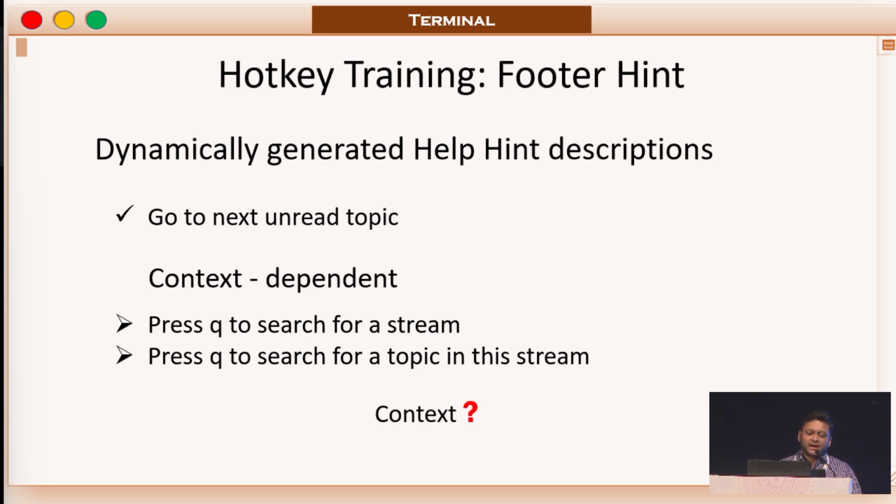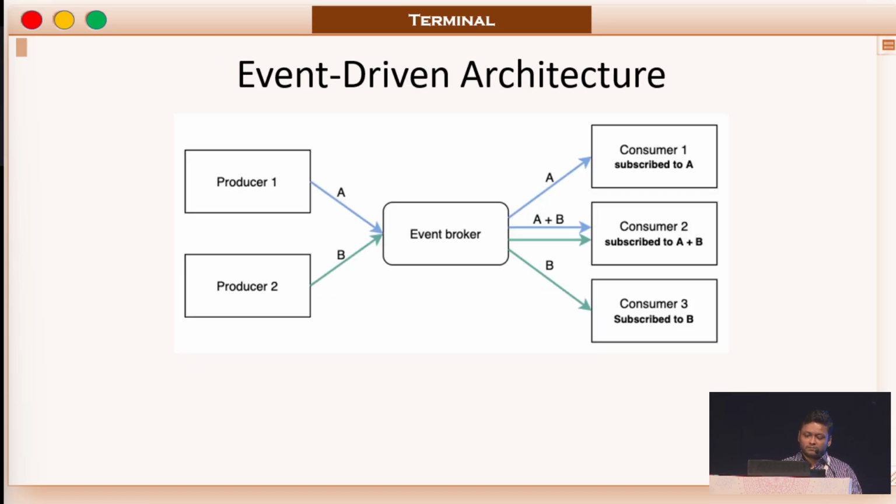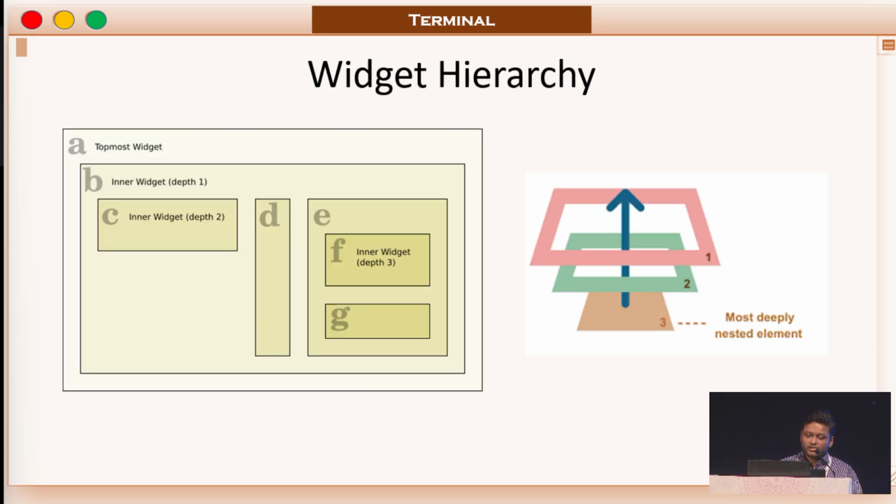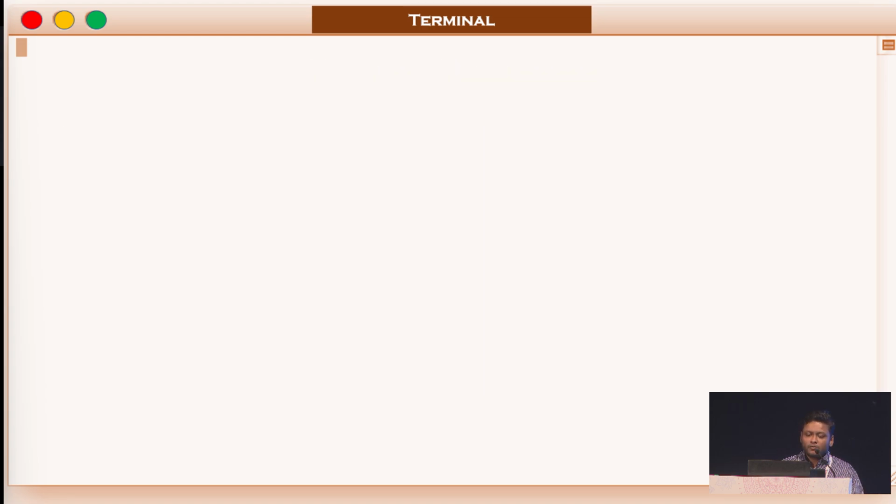Now, how do you actually determine the context? For that, let's look at how TUI frameworks actually work. TUI frameworks typically use an event-driven architecture. The producers in TUIs would be the keyboard and mouse inputs. The main event loop will serve as the event broker, and the consumers will, of course, be the widgets. And the widget hierarchy is a tree as well, and it has the usual bubbling and capturing of events by the widgets. With that info, can you guess how we'd find the context?